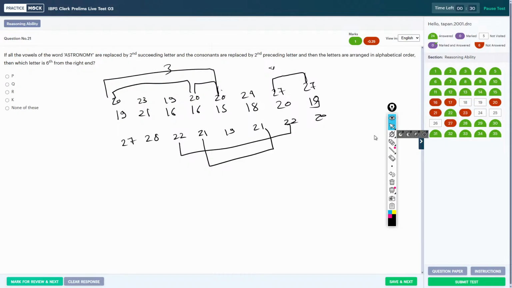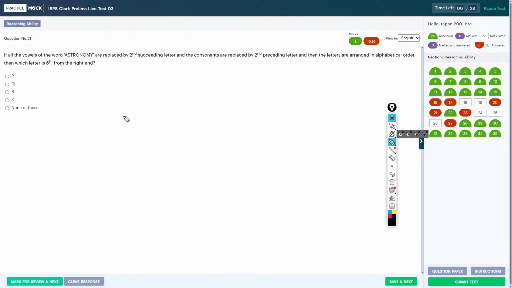From here to here. Okay, this question. If all the vowels of ASTRONOMY are replaced with the second succeeding letter and consonants with the second preceding letter, and then arranged in alphabetical order, what is sixth from the right end? I don't think I have time for this. So set. Okay, just do it.